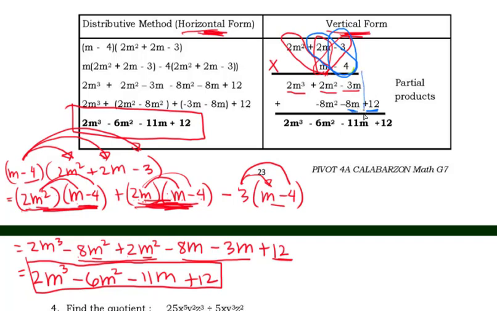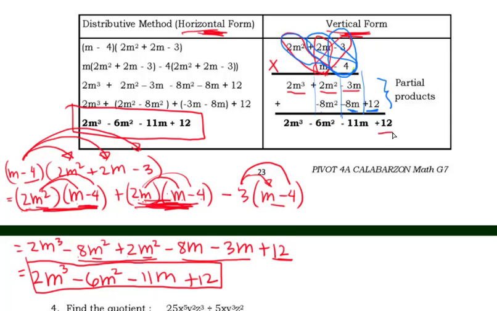Na ito po ang negative 8m. Katapat din po ng kanyang similar. Yung m katapat din ng m. And then, the last is, negative 4 times 2m square. Yan. Sagot po ay negative 8m square. Katapat din po ng m square yan. Then, ito po ang tinatawag nating partial product. So, the final product now is the sum of the two partial products.